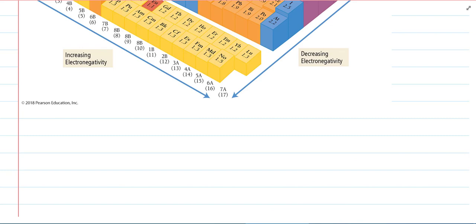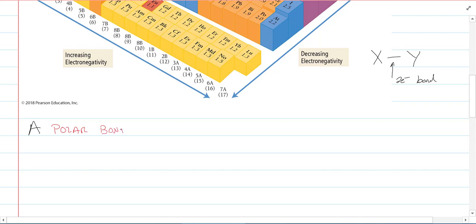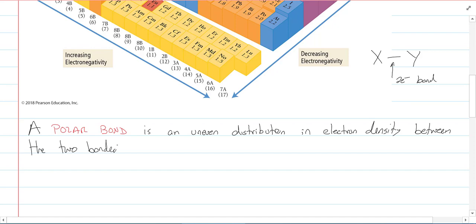So when we talk about electrons being pulled to an atom, that means a bond. If I have X bonded to Y, these two electrons here are potentially not going to be shared evenly. So a polar bond is an uneven distribution in electron density between the two bonded atoms. That means we're not evenly sharing the electrons. The electrons are not spending the same amount of time around both atoms, more on one atom than the other.